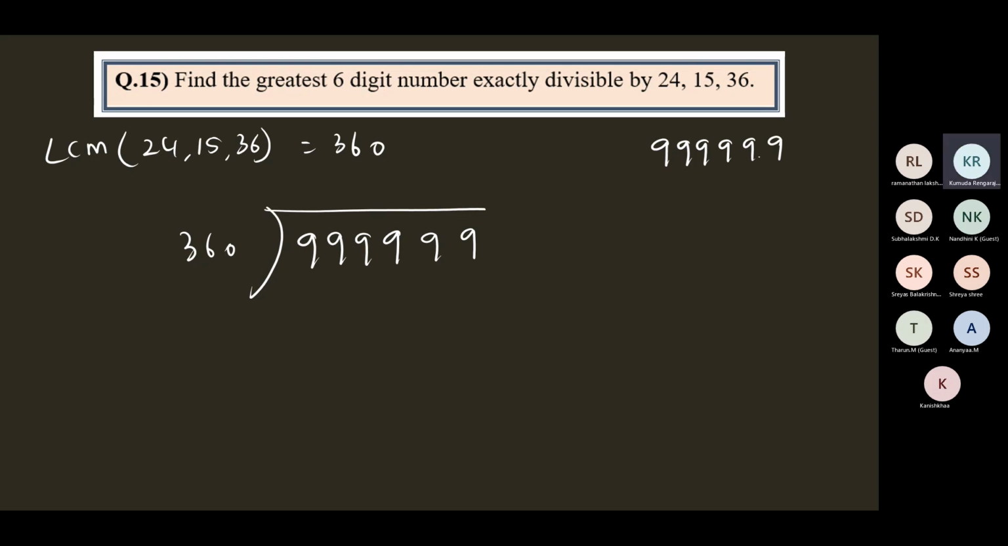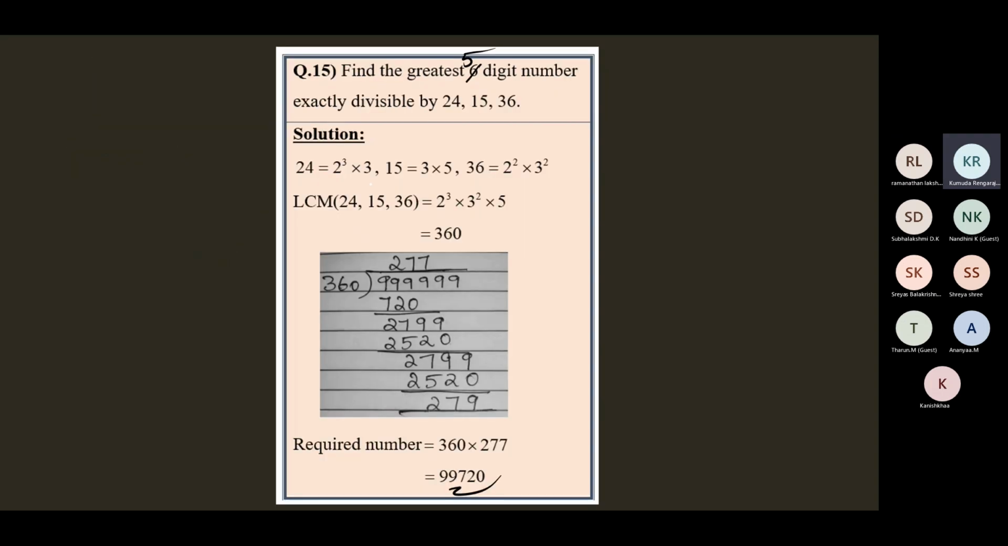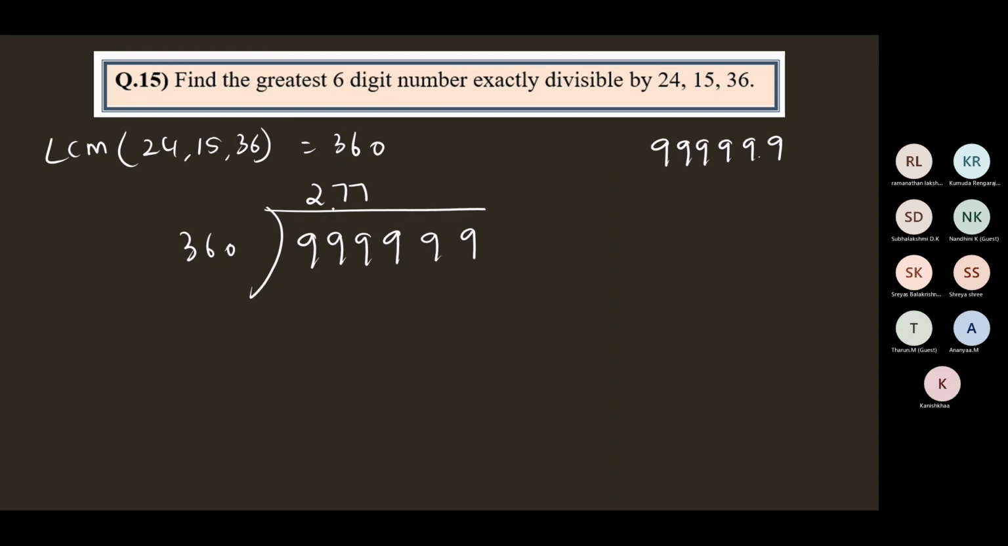Yes, children, what's the quotient? It's 2777.7. Division then. I've written 277, I think. That's what. Okay, so leave that.